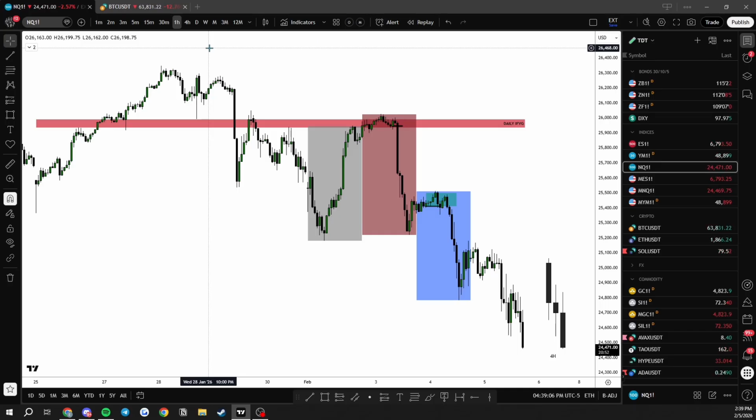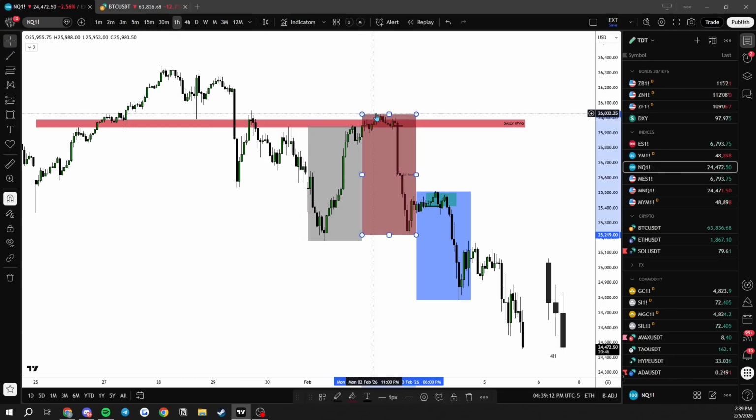Red is New York. Oh no, red is London. Oh, actually no, it's not even a session. We're on the 1 hour right now. So no, we're looking at the sessions on the 15 minutes. Right now we're using a 1 hour. But that's a good question though.